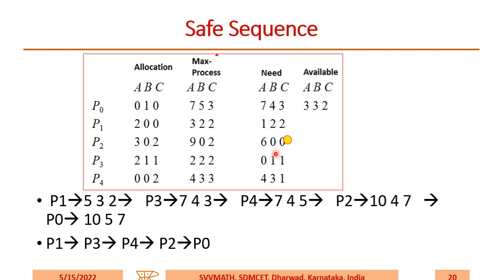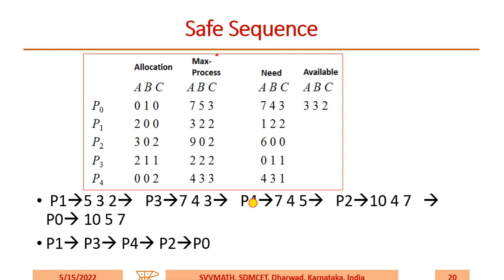Now let me take one. Say 3, 3, 2 are there, I am allocating to P1 and it will return how many back? It needs 1, 2, 2. Already allocated are 2, 0, 0. So you will get back plus 2, 0, 0. If you add 2, 0, 0, you will get 5, 3, 2. Like that, I will allocate to P3. P3 needs only 0, 1, 1, and the total available will become 7, 4, 3.